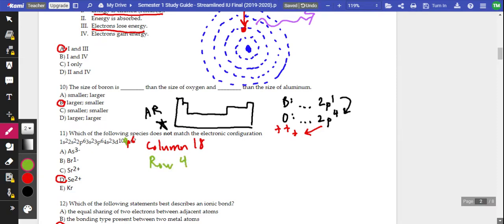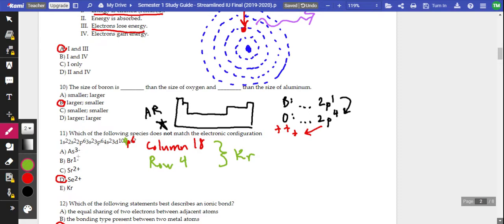If you're going for the neutral element, with the same number of protons and electrons, we would land on the element krypton. But something could still have this electron configuration of krypton by becoming an ion. That's what a lot of atoms do to make compounds, especially when we put a metal and a nonmetal together.